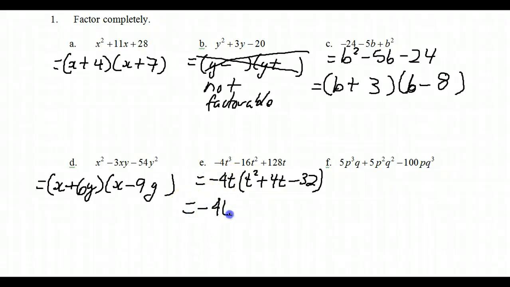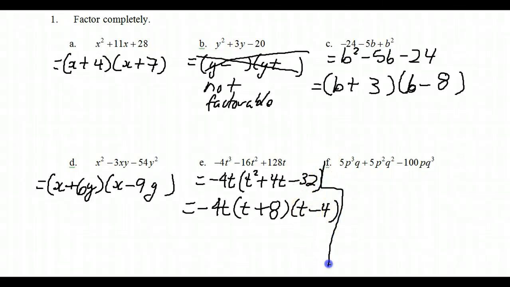Okay, so we write negative 4t. That always stays as one of the factors. This is a negative, so I have a t plus, and I have a t minus. Two numbers that multiply to 32 and differ by 4. Okay, 1 and 32, no. 2 and 16, no. 4 and 8, yes, 4 and 8 will work. The larger number must be positive. This middle term is positive, so we need a plus 8 and a minus 4. Check it out, t squared minus 4t plus 8t is plus 4t minus 32.